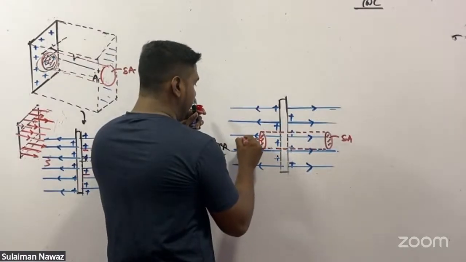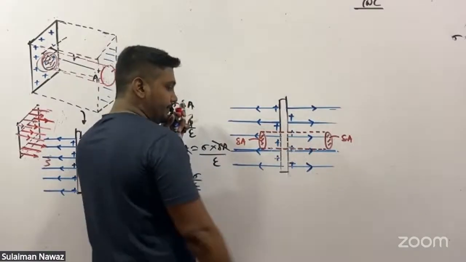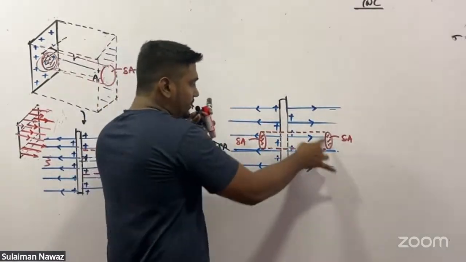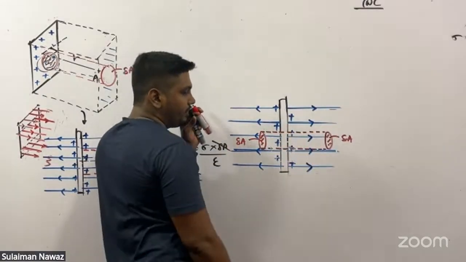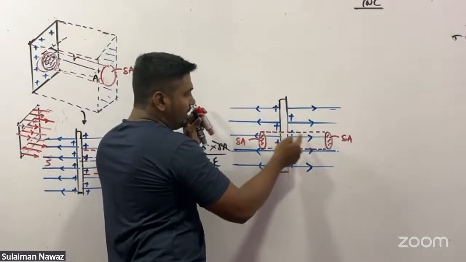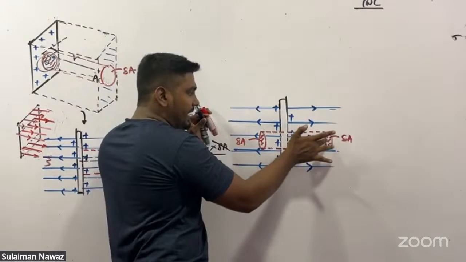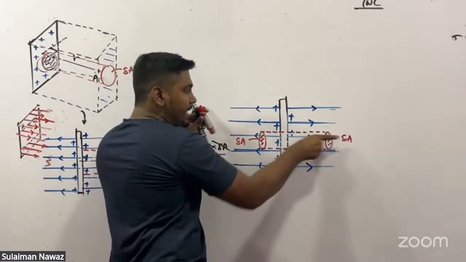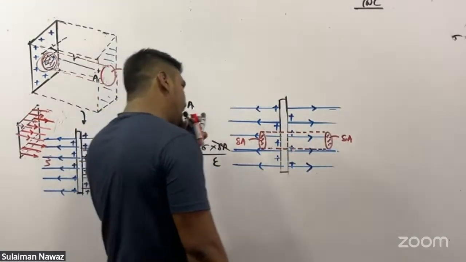If you consider the electric field line distribution happening on both sides of the plate, the total area through which electric field lines propagate is delta A plus delta A, that is, 2 delta A. The total area is 2 delta A.